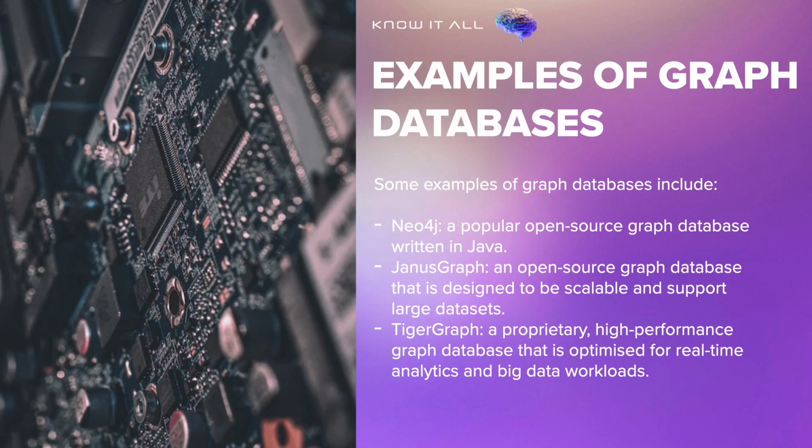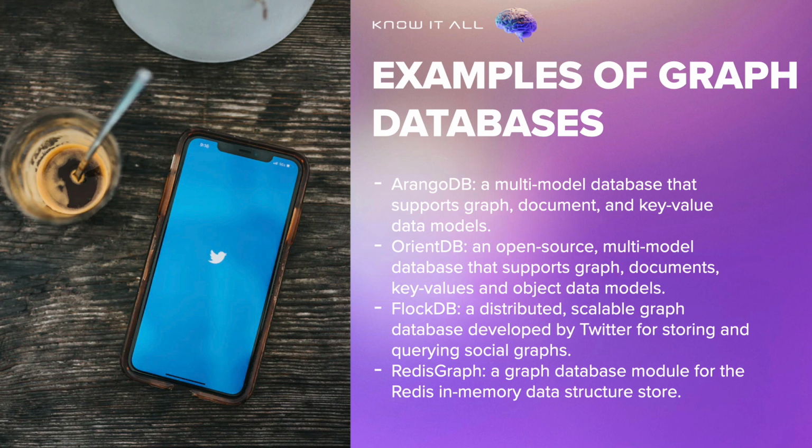Some examples of graph databases include Neo4j, a popular open-source graph database written in Java. JanusGraph, an open-source graph database that is designed to be scalable and support large datasets. TigerGraph, a proprietary, high-performance graph database that is optimized for real-time analytics and big data workloads. ArangoDB, a multi-model database that supports graph, document, and key-value data models.